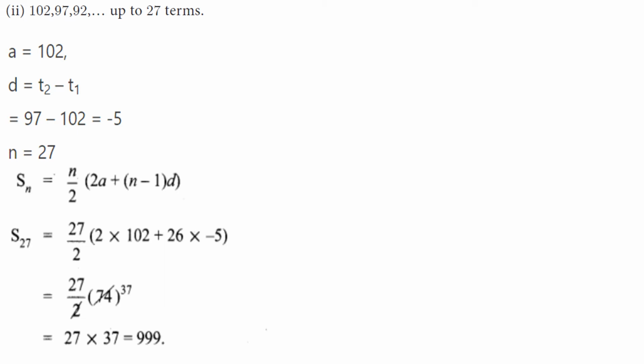N is 27, so 27 by 2 into 2 into 102 plus 27 minus 1, 26 into minus 5. Therefore 27 by 2 into 2 into 102, 204, and 26 into minus 5, 6 5s are 30, 2 5s are 10 plus 3, 130. So minus it, you get 204 minus 130 equal to 74. Therefore 27 by 2 into 74, you cancel 2 and 74. So you get 37. So 27 into 37 equal to 999.